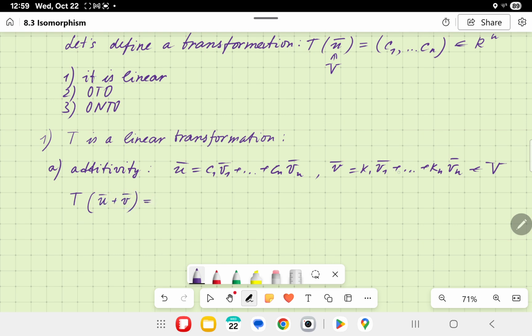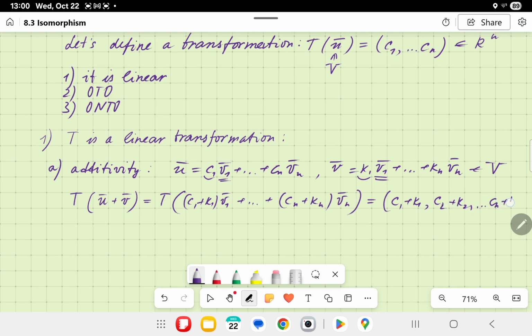Well, if we add them together, we're going to have a transformation of (c1 plus k1) v1, right? I'm adding the vectors and combining the coefficients of the same basis vector, v1 plus ... plus (cn plus kn) vn. According to my transformation rule, it's going to be transformed into the vector (c1 plus k1, c2 plus k2, ..., cn plus kn), right? Just according to my transformation rule, I'm just going to copy the coordinates.